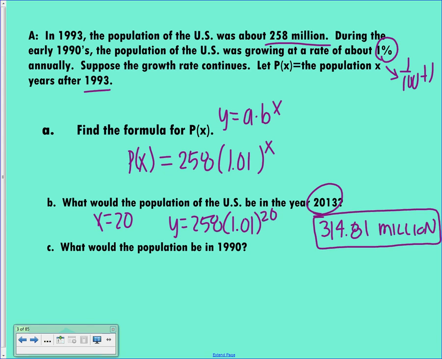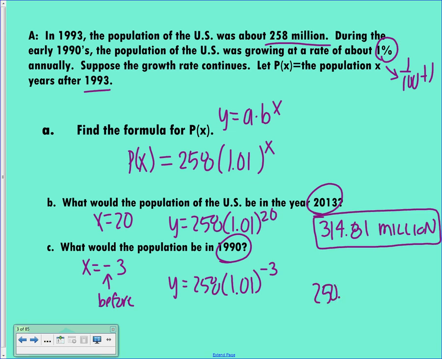Part C then says, what will the population be in 1990? Well, that is before 1993 by 3 years, so we're going to have a negative exponent. Anytime you want to go back in time, you're going to make it a negative 3. So our formula here will be y equals 258 times 1.01 to the negative 3. Again, do your exponent first before you multiply, and you should get about 250.41 million people. Please do make sure that you are checking this on your calculator to get the same answers that I'm showing you here.